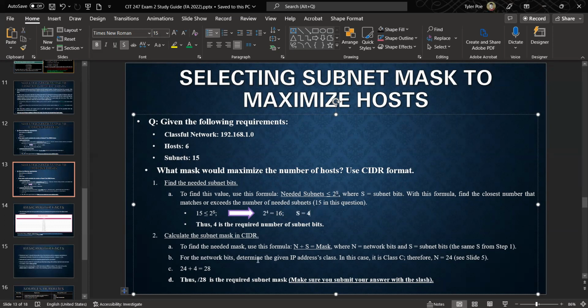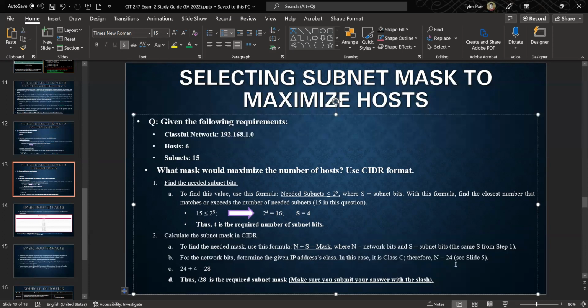Now, the process we use here is a little more difficult. We need to add the number of network bits plus subnet bits to get the mask for our answer. The number of network bits is determined based on the class of this IP address.